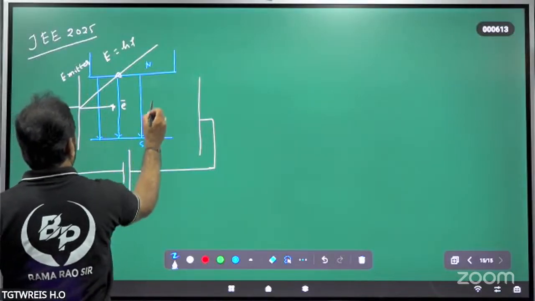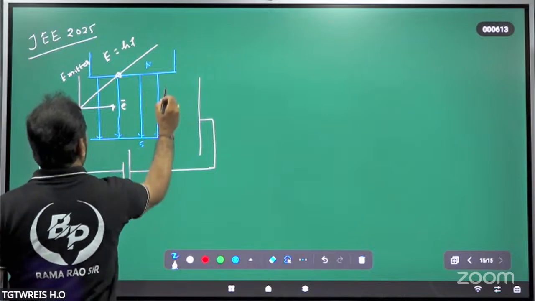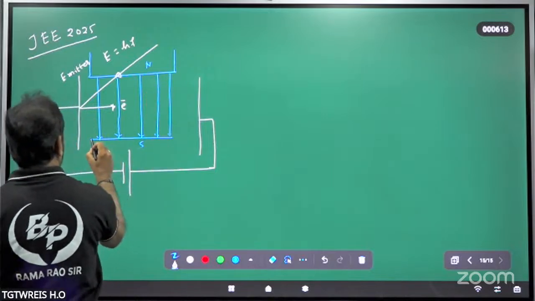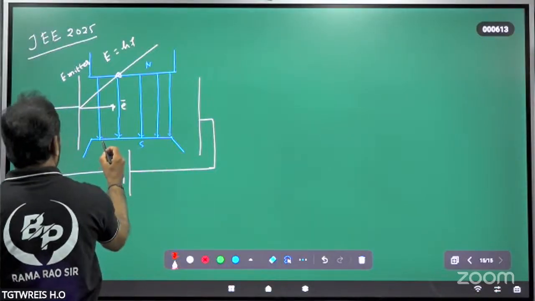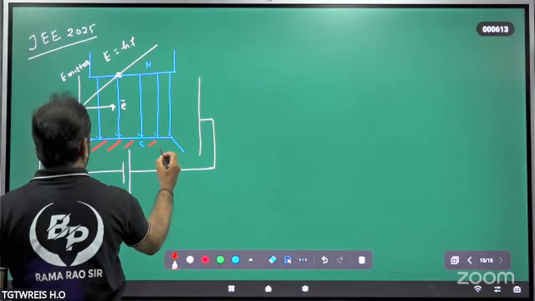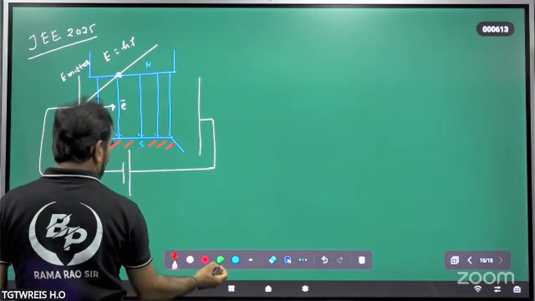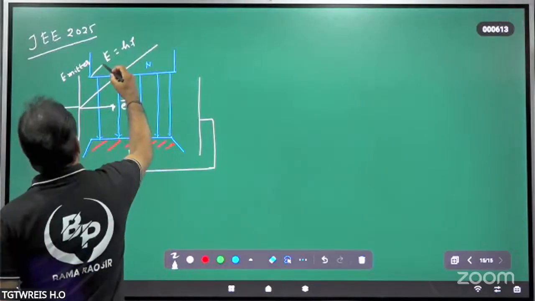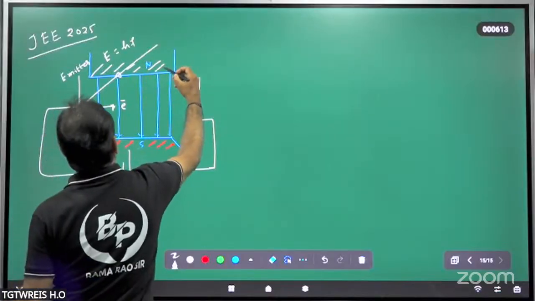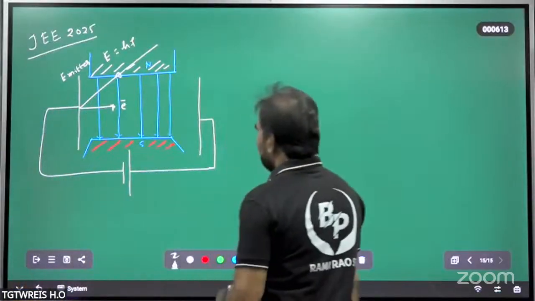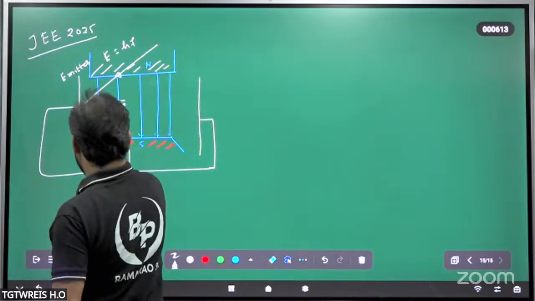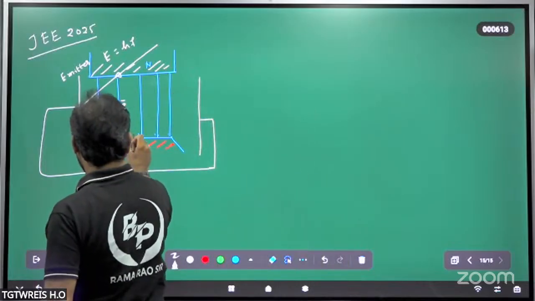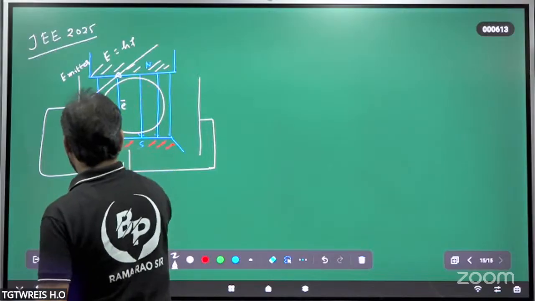A magnetic field B is applied perpendicular to the electron. This is the south pole, and this is the north pole. South and north poles are applied like this. Then the electron completes one circle in the field.